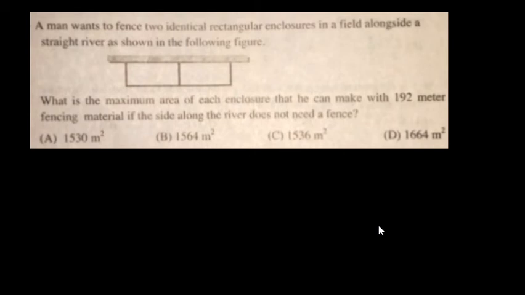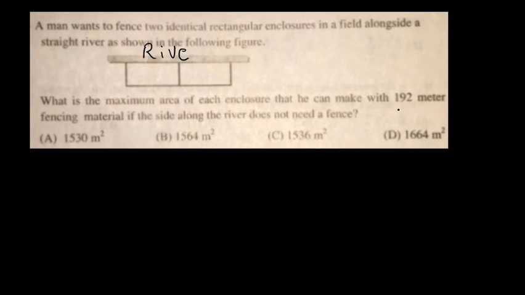For today, the first question says: a man wants to fence two identical rectangular enclosures in a field alongside a straight river, as shown in the figure below. What does that mean? As you see here, one part is the river, but he wants to make enclosures here. Therefore, what is the maximum area of each enclosure? They are the same region.